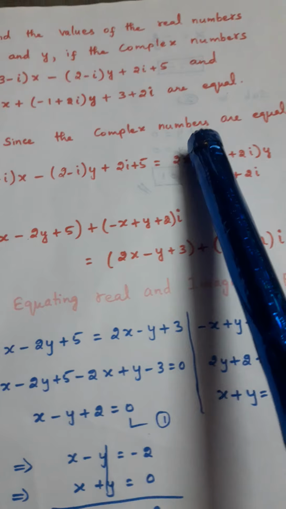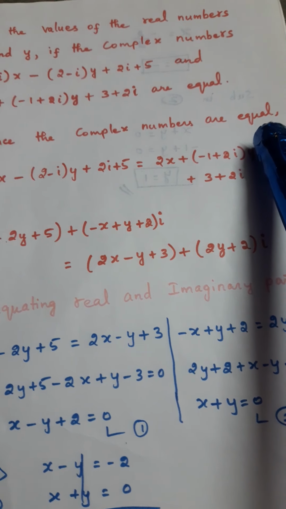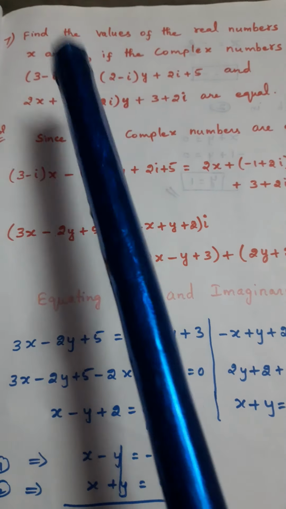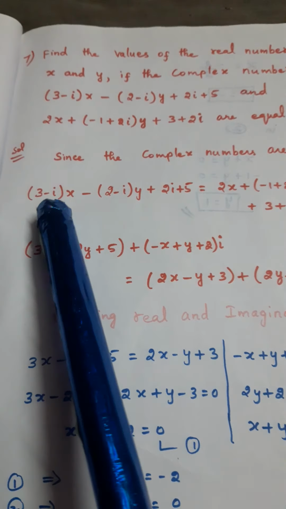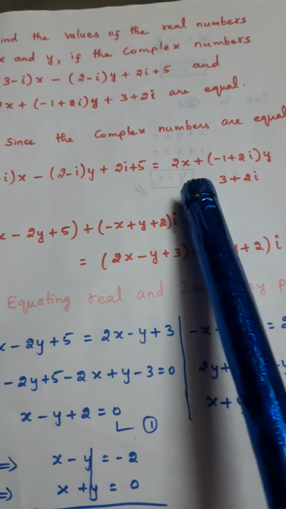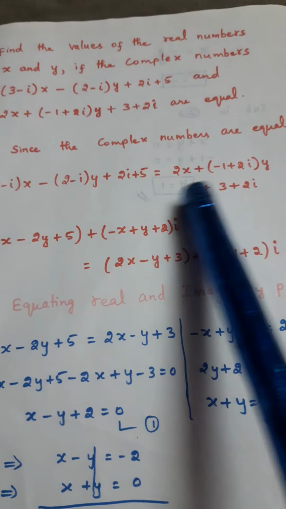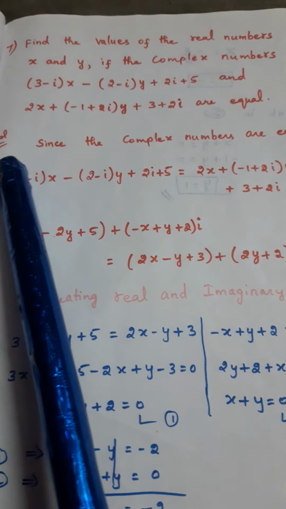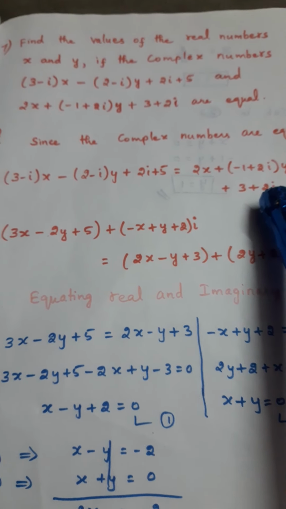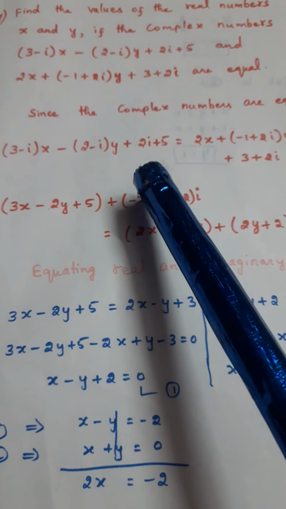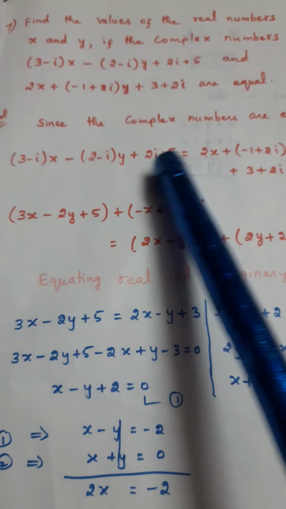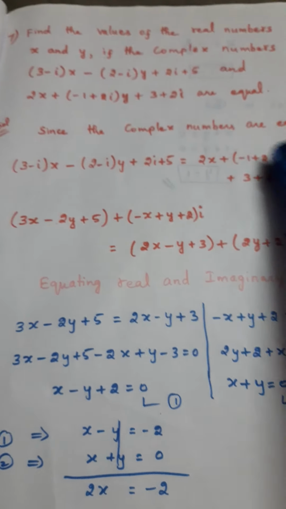Since the complex numbers are equal, I am going to write the first complex number here. Actually it is written in the question. The first complex number I am writing here is equal to the second complex number, which is also given in the question and which I have written here. Next, my aim is to separate the real part and the imaginary part in the first complex number as well as in the second complex number.